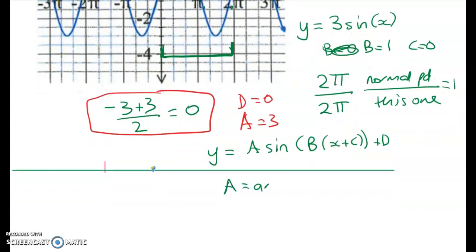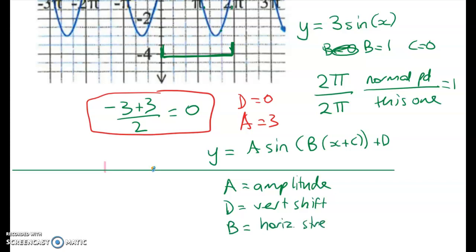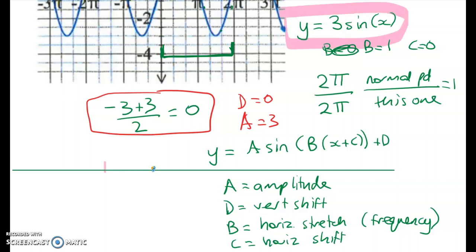A is the amplitude. D is the vertical shift. B is the horizontal stretch, so that's related to what we call the frequency, how many cycles there are inside 2 pi. And then C is the horizontal shift. And in this case, that collapsed down to a very simple equation.